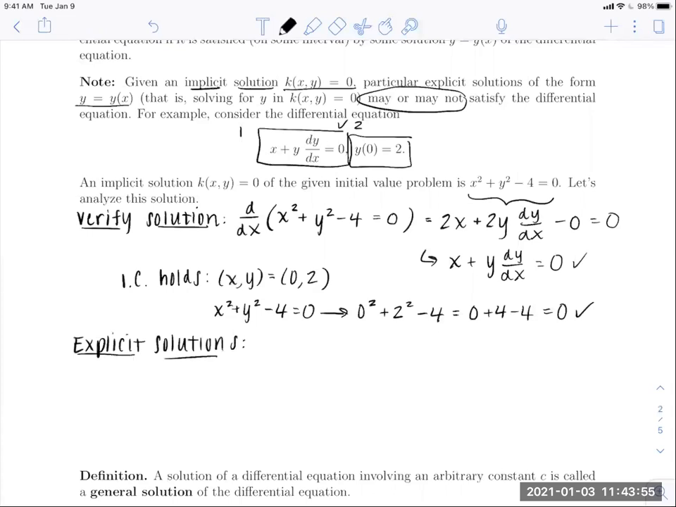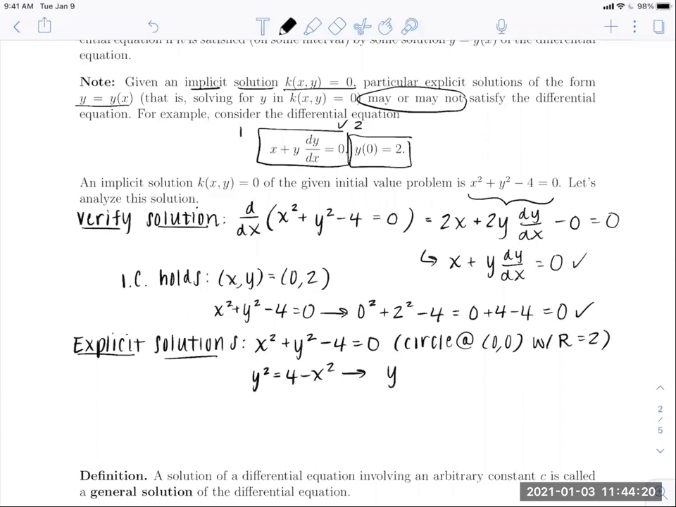All right, so what I'm going to do is take this implicit solution and solve explicitly for y. Like I said, I'll just make a note here. This is just a circle at the origin with radius 2. So when I solve for y, I'm going to get two answers. y squared equals 4 minus x squared. So when I square root both sides, don't forget that plus or minus. I get the upper semicircle and the lower semicircle.